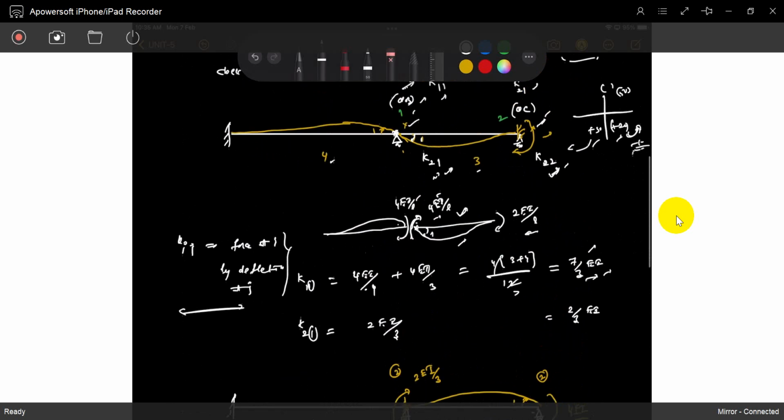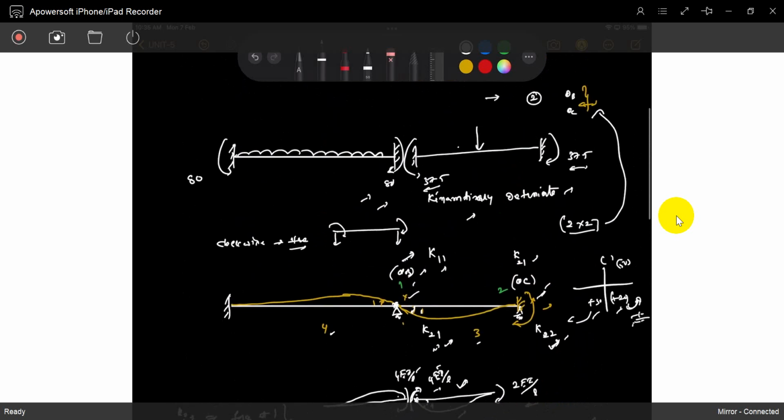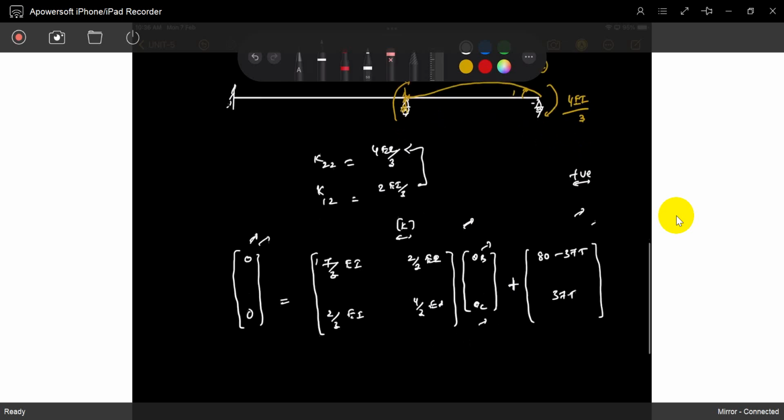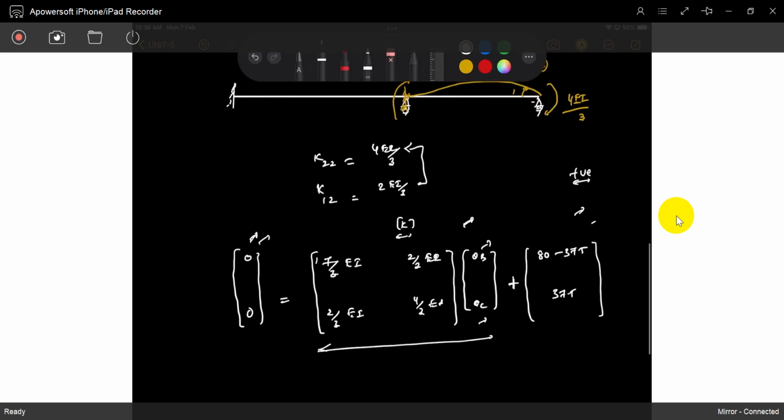So 80 minus 75, here what is it? Here anti-clockwise. This is also clockwise, 37.5. If you take clockwise as positive, otherwise if you take anti-clockwise as positive, nothing is changed. Everything is the same. Only the signs of these values will change, negative or positive. Finally you will get theta B and theta C the same. Whether clockwise or anti-clockwise is positive, it relates to the same thing.